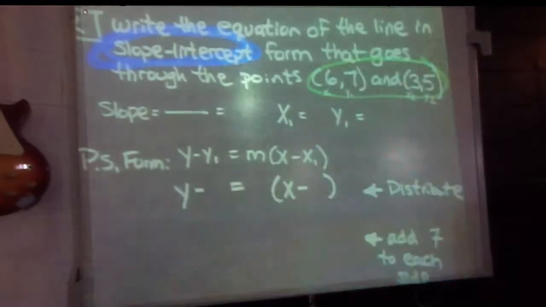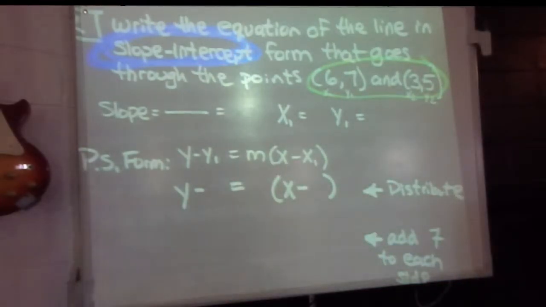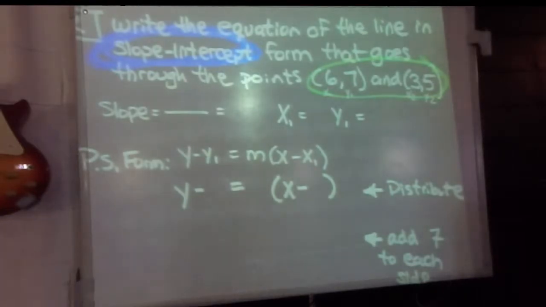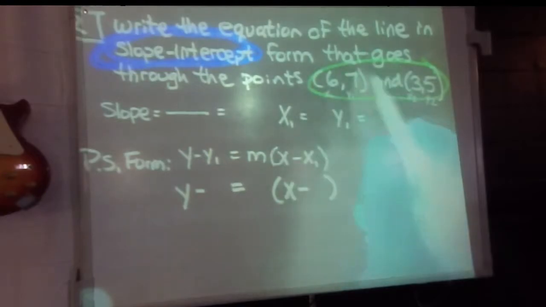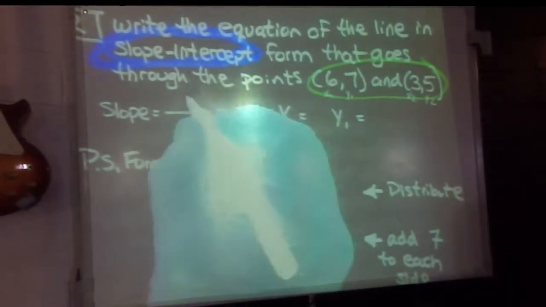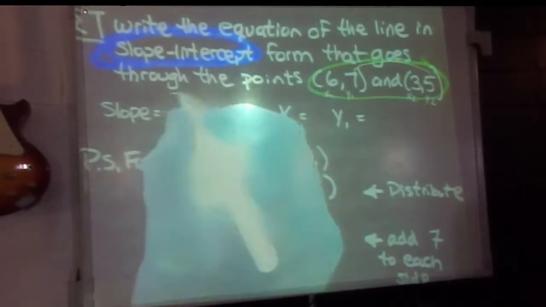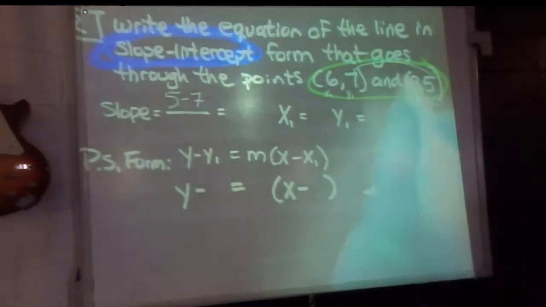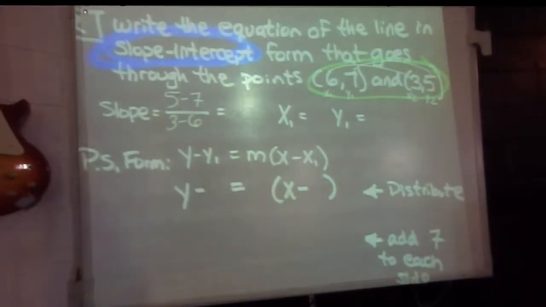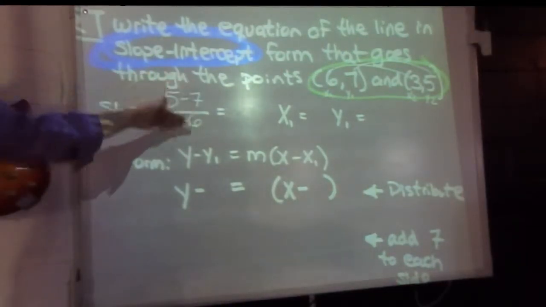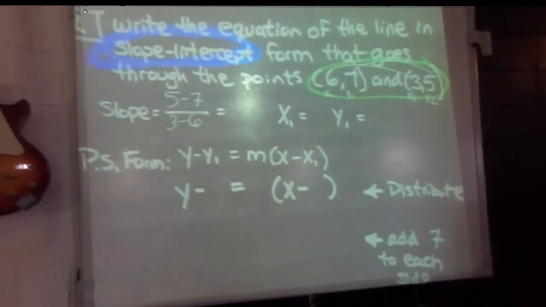They didn't give you a slope, they didn't give you a y-intercept, they gave you 2 points. And anytime they give you 2 points, the most important thing is that you calculate what? Slope. You can't make an equation without the slope. So let's calculate it. We'll go 5 minus 7 over 3 minus 6, so that makes negative 2 over negative 3, which is positive 2/3.